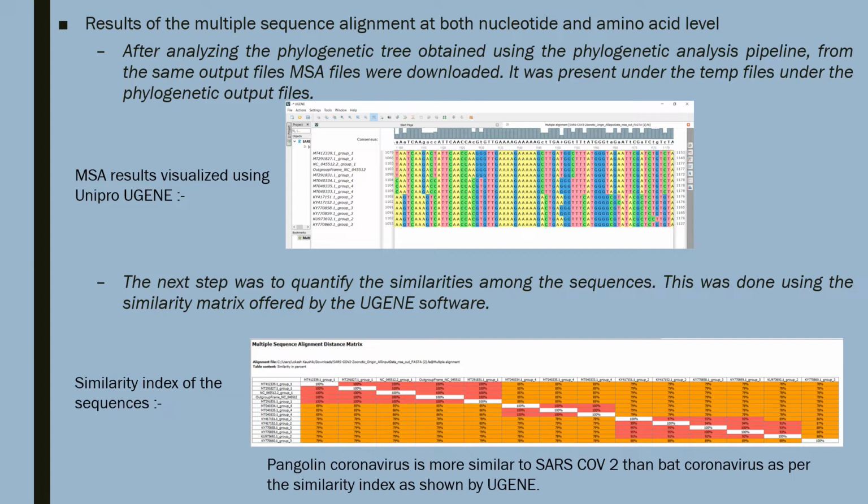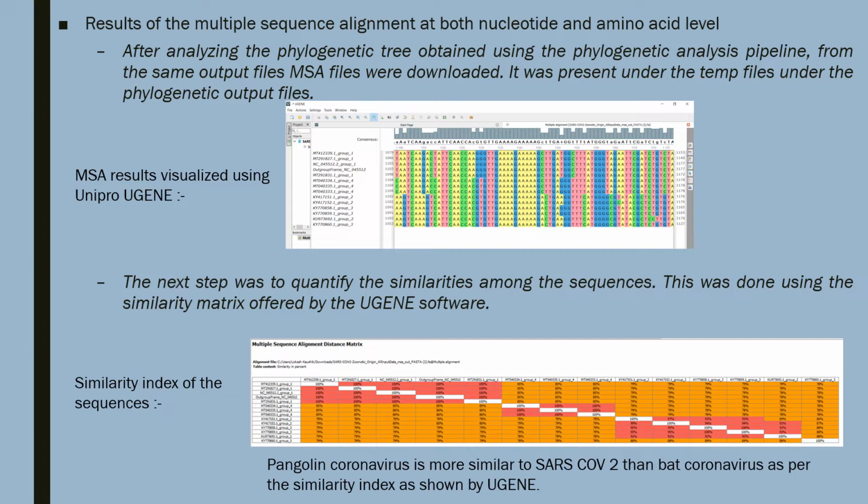The next step was to quantify the similarities among the sequences. This was done using the similarity index matrix offered by the UGENE software. To understand the similarities between the sequences and to effectively compare them, a quantified data table was obtained using the UGENE software, which had a similarity index of sequences. It was done with respect to the reference genome.